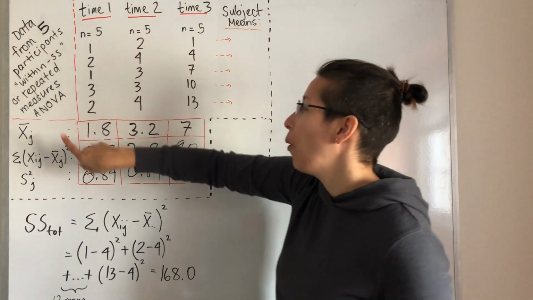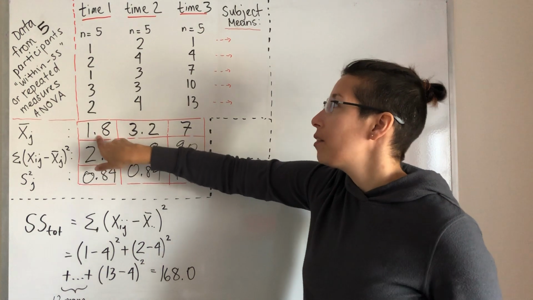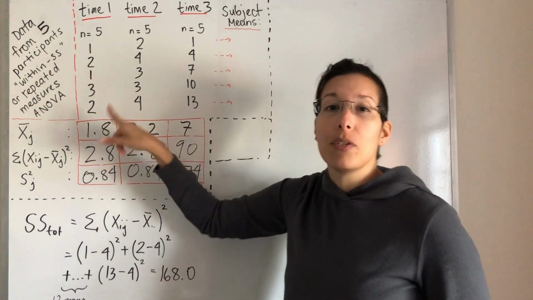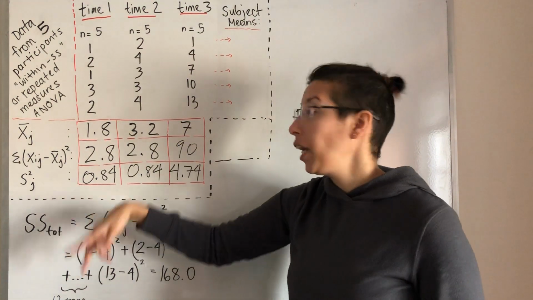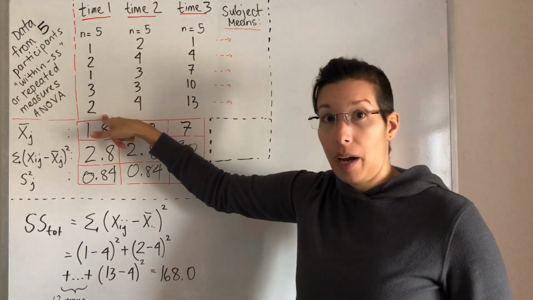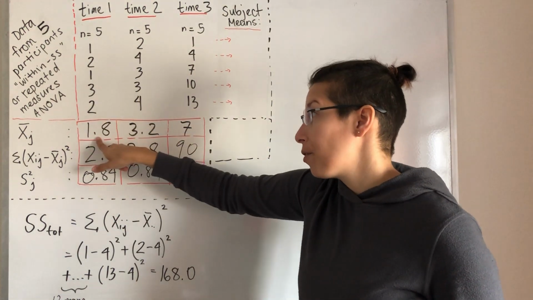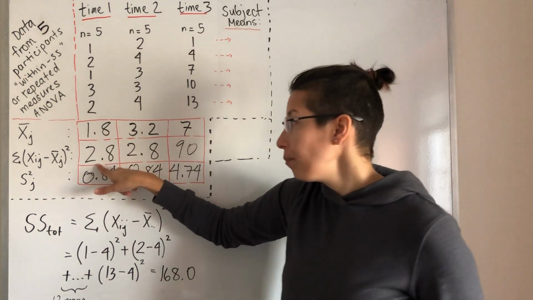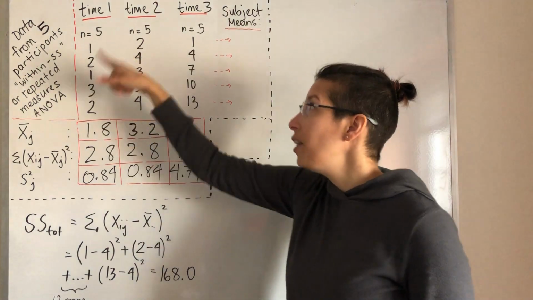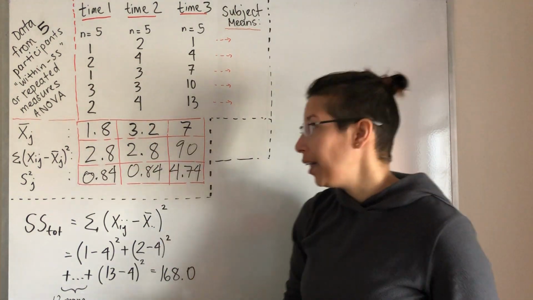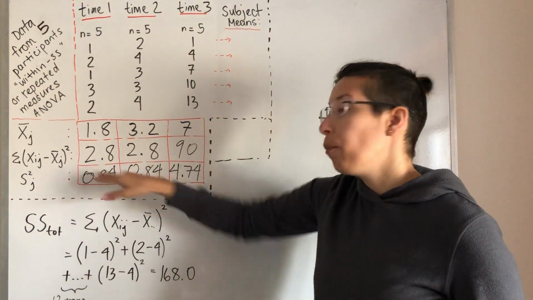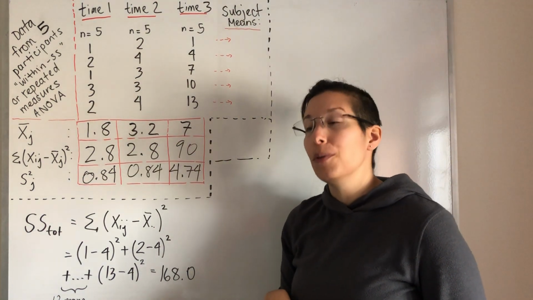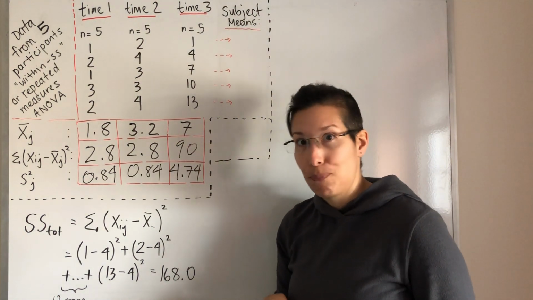And so we go 1 minus 1.8. We square that, and then we go 2 minus 1.8. We square that and add it to the first thing, and so on. So 5 times doing this and adding them all up after squaring them, we get 2.8. That is kind of the within subject variance, if you want to call it that. The reason we did that beforehand, and the reason we're going to keep it here, is because it helps to compute sum of squares error.